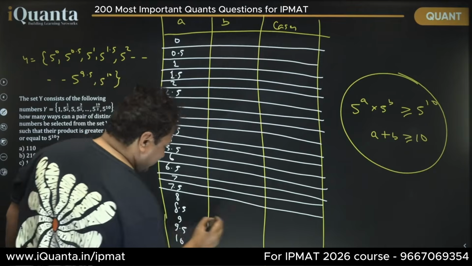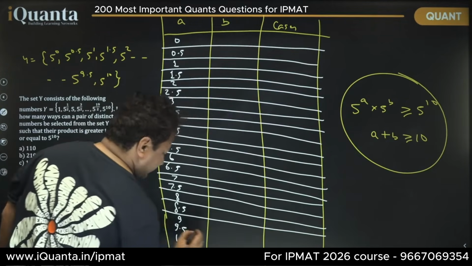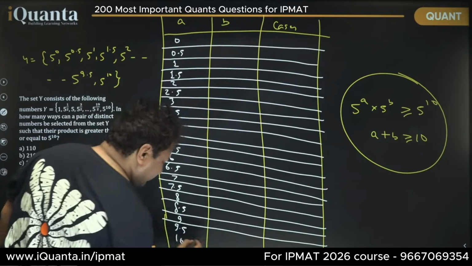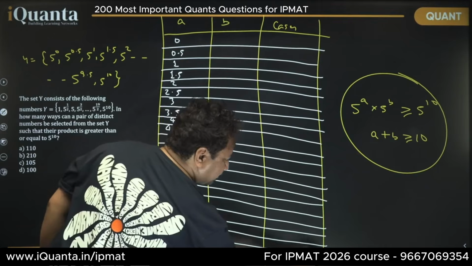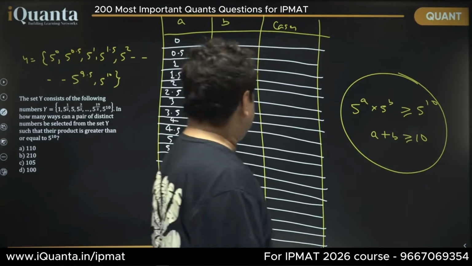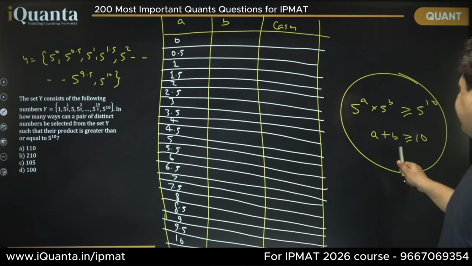7.5, this one, row 8, then we have 8.5. 9, we don't want to get confused. So that is why I've drawn all the rows and columns perfectly. Now let's put in the values. A plus B must be greater than or equal to 10.